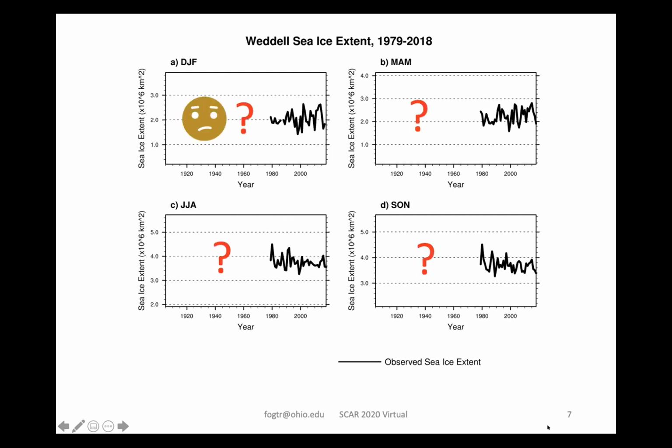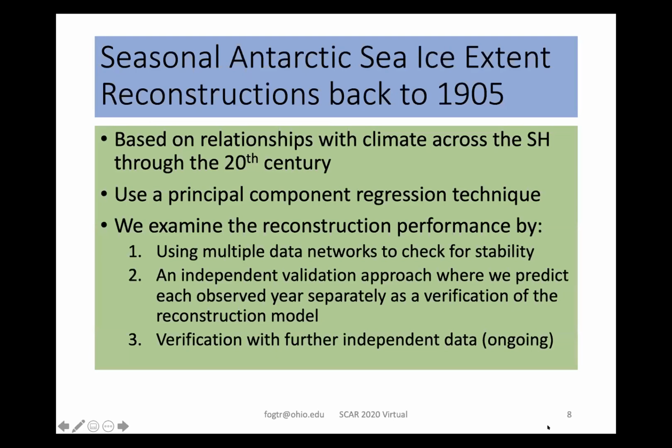And so you look at this and you're a little sad, like what's going on in the early 20th century? And so this is where my work comes in. I want to know, can we actually give an estimate of what sea ice might have been like continuously throughout the early 20th century? So we're doing this by a method called principal component regression. And it's based on the relationships between climate and sea ice extent across the southern hemisphere throughout the 20th century. And we're examining the reconstruction performance in three different ways.